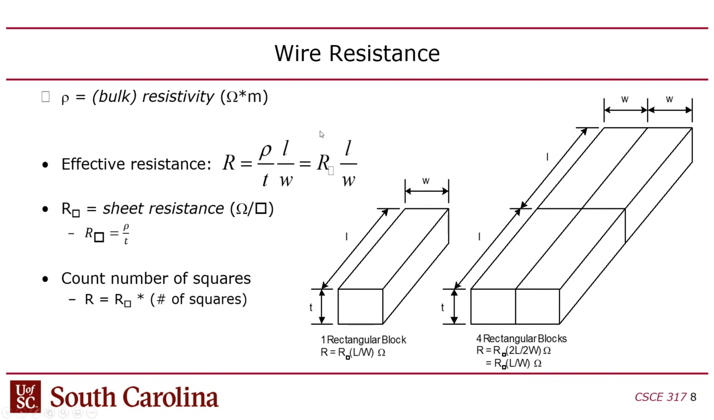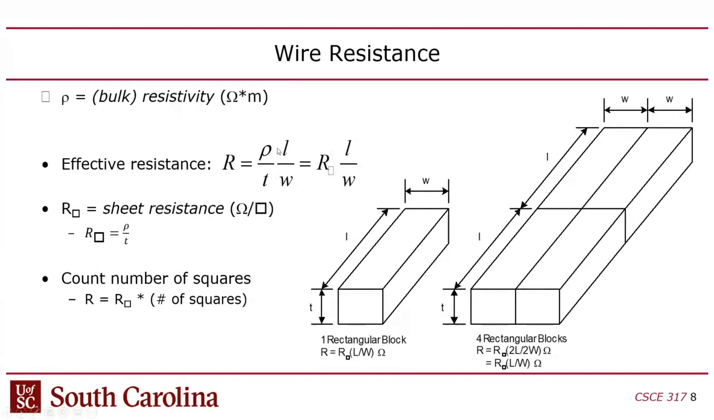So anyway, the resistance is rho over T times L over W, where rho is the bulk resistivity of the material, and T is the thickness of the wire in the third dimension, sort of the height of the wire, although height is usually used for the height above the substrate. And then length over width. The length and width are something the designer picks. The rho is just a property of the metal, and thickness is a property of the fabrication process.